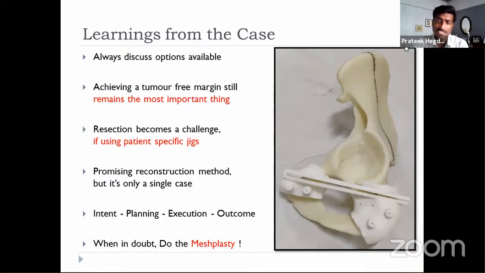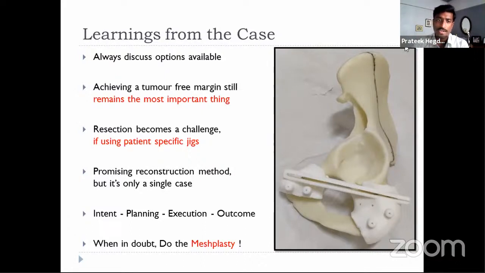This is a promising reconstruction method, but we have only an experience of a single case and probably not the most ideal case to do this on. At the end, what we realized is that the intent of surgery, the planning of the surgery and the execution of the surgery are on one side, and the outcome that you get at the other end is a different thing.